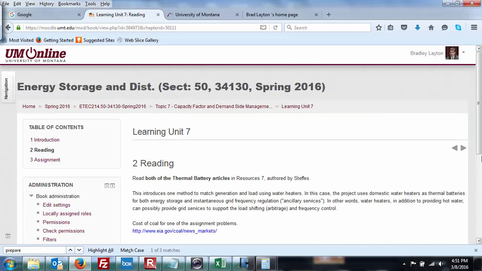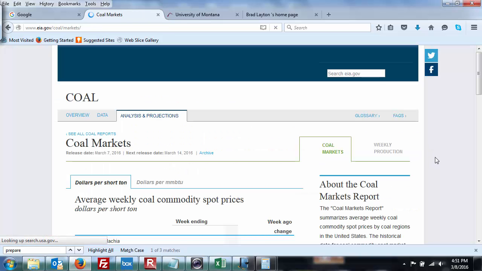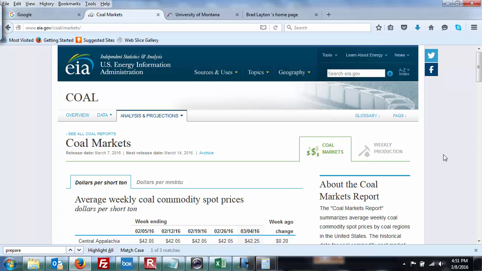All right. Read both of the thermal battery articles. Load shifting. I like that a lot. I'm going to take a peek at it. So yeah, I could definitely see it. Well, that's the thing though. You'd have to have an electric water heater, which is pretty expensive to heat water with electricity.